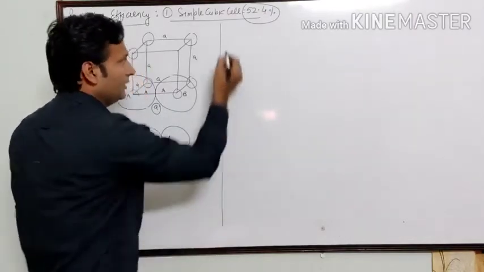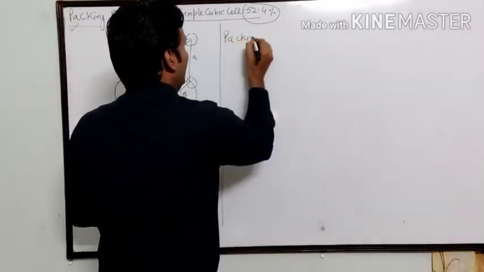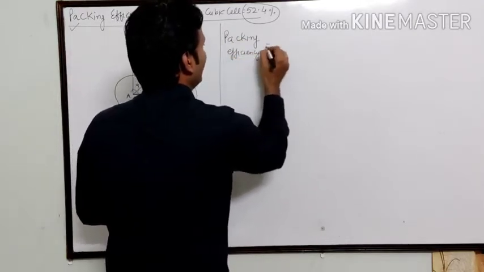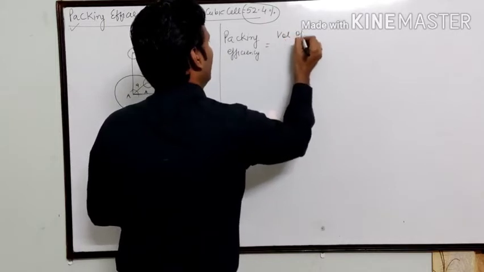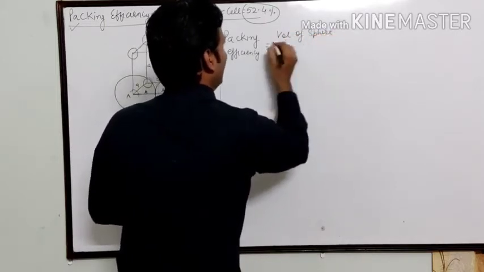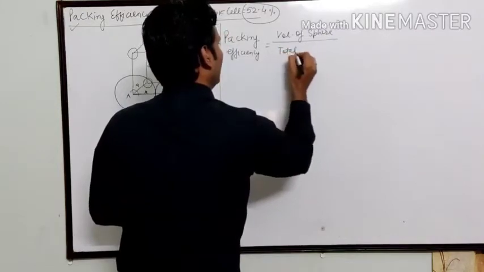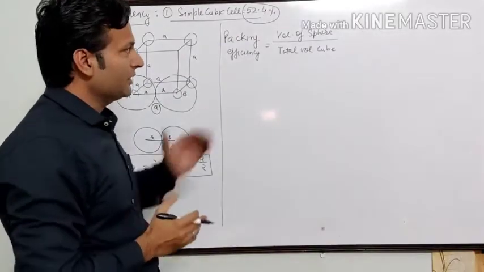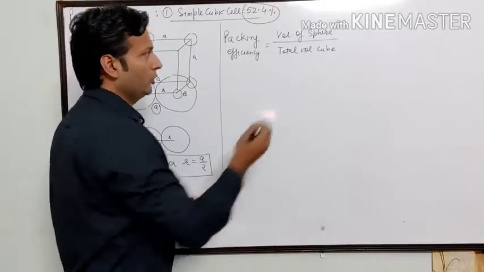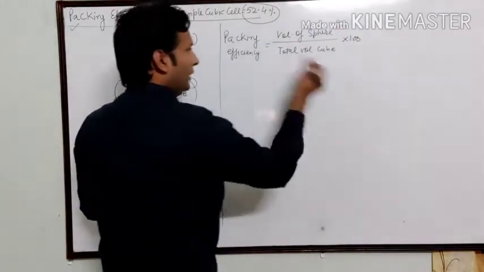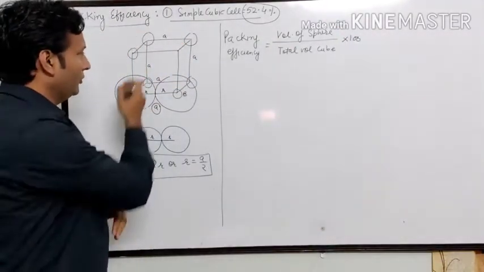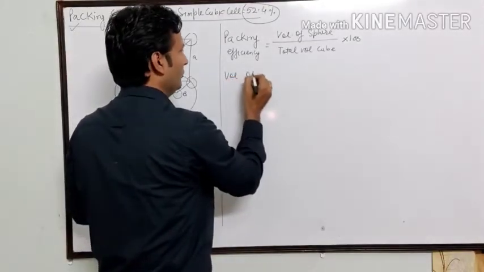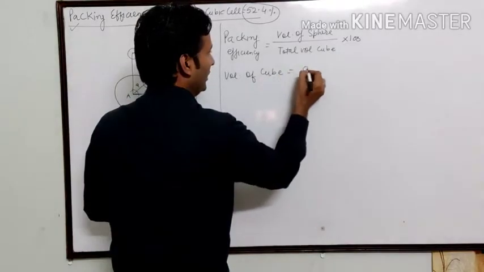Then let's start. What is packing efficiency? Packing efficiency is the ratio of volume of sphere upon total volume of cube. Okay. So packing efficiency is the ratio of volume of sphere upon total volume of cube into 100. Okay. Then what is the volume of cube? Volume of cube is side cube and side is equal to A. It means volume of cube is equal to A cube.